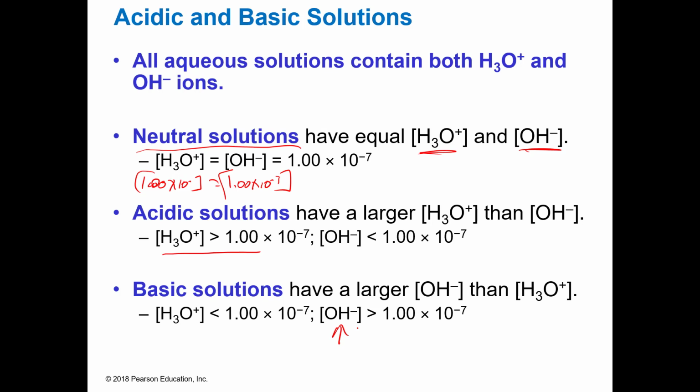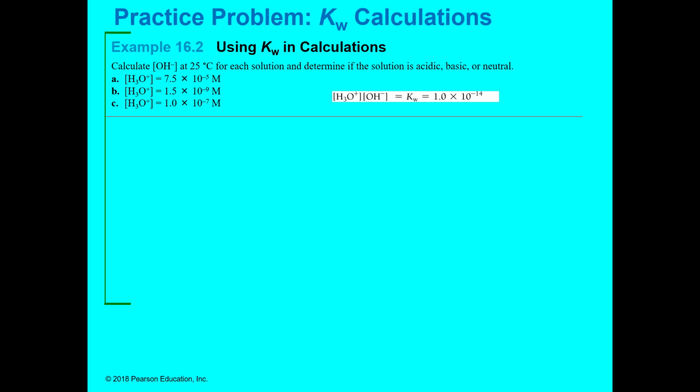And that makes sense because if it's a basic solution, that means it has more OH minuses. If it's an acidic solution, it's going to have more hydronium ions, because that's by definition what causes them to be acidic or basic. Okay, so let's look at some of these problems.